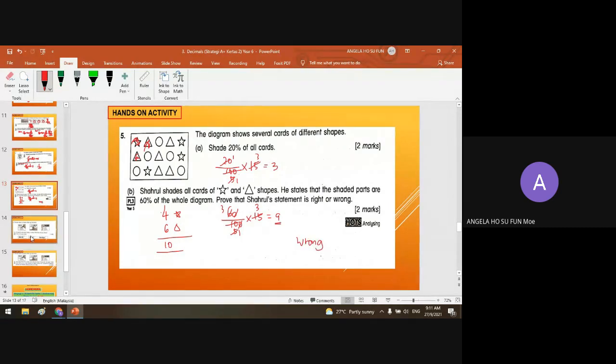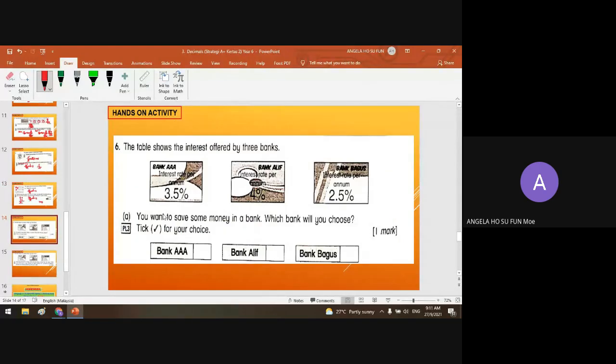Okay, now the last one. This one is very interesting. Just look at the question and give me your answer. No need to count. Bank AAA gives you 3.5% interest annually, Bank Arif gives you 4%, and Bank Bagus offers you 2.5%. If you are a smart person, which bank do you want to save your money in? Bank Alif. Very good, Bank Alif. That's all, 1 mark already, because the percentage given is higher than the rest of the banks.